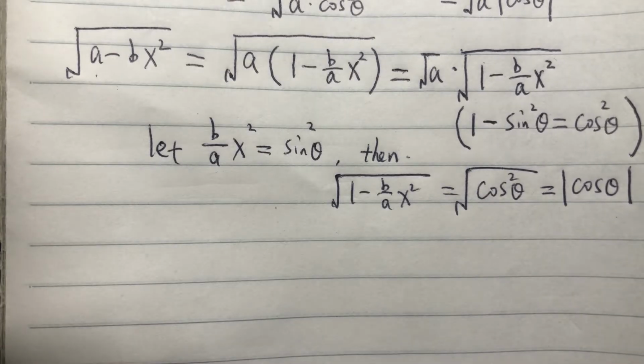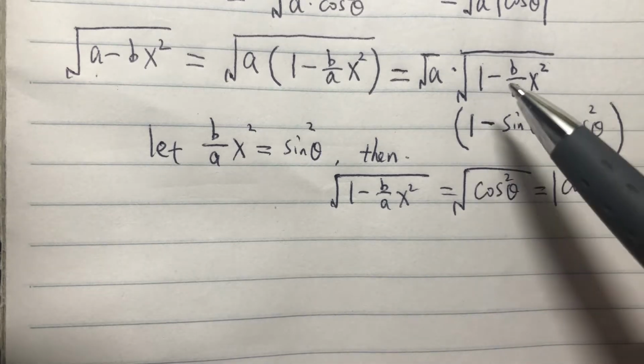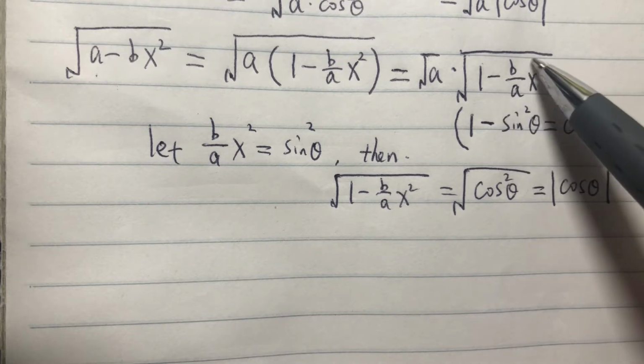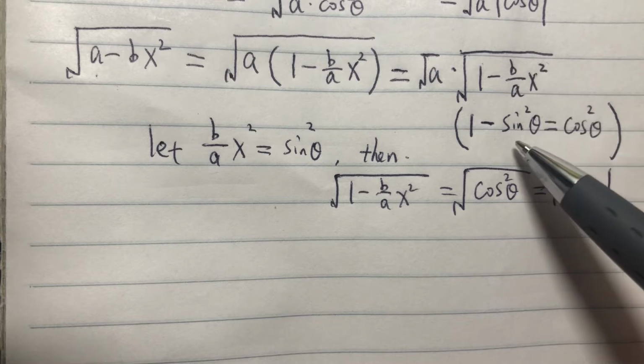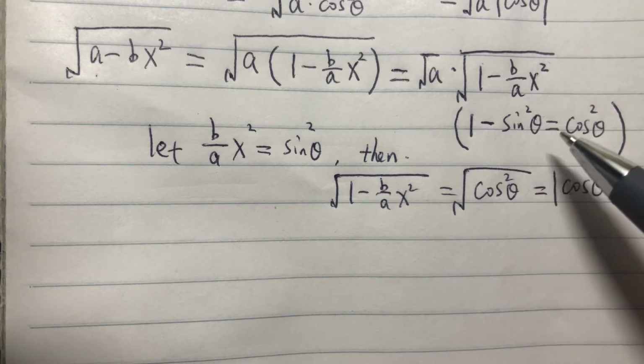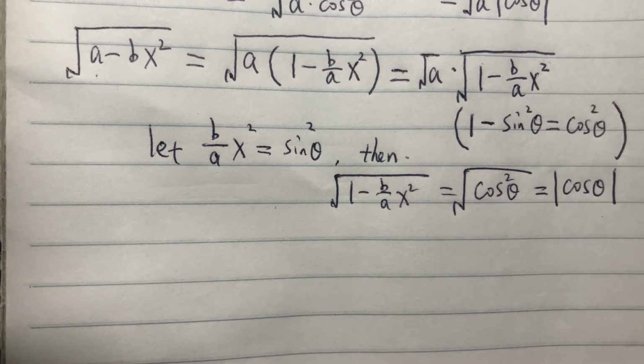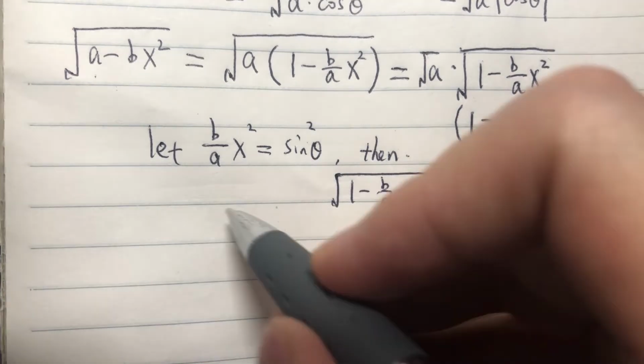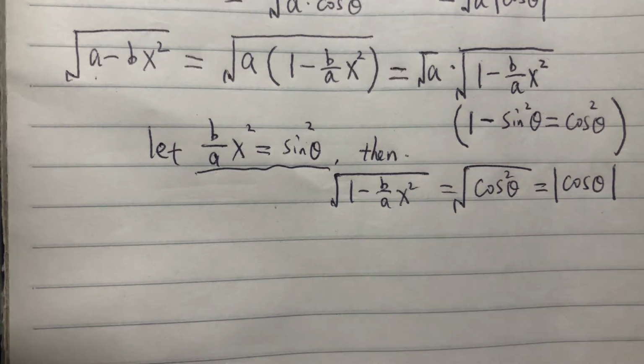Right, keep the absolute value for now. We use this identity, so we know 1 minus the thing equals sine theta squared. Or you can use cosine theta squared, it doesn't matter. So I just use sine theta squared for now. So this is the trig substitution.